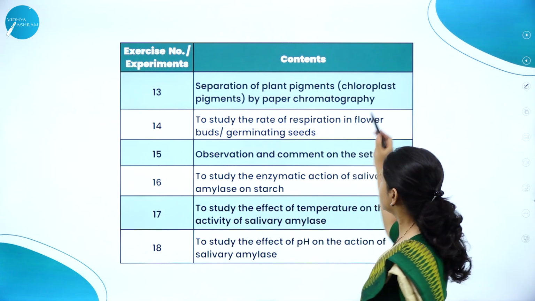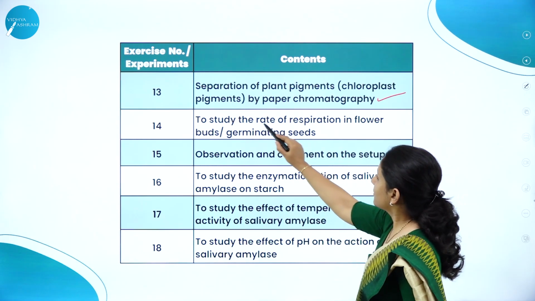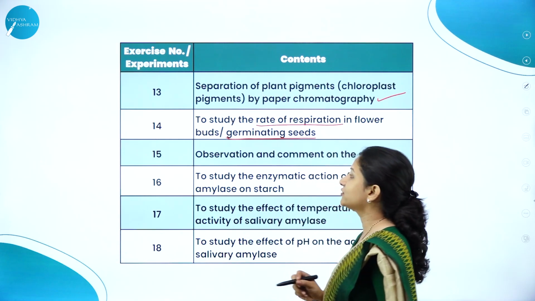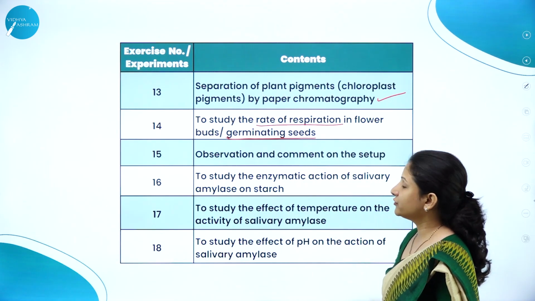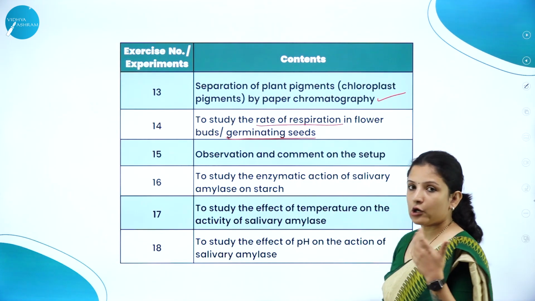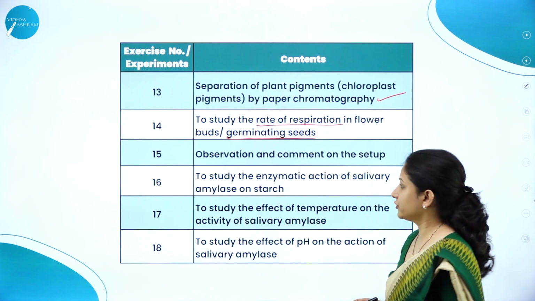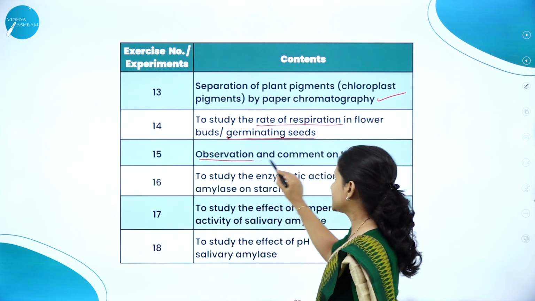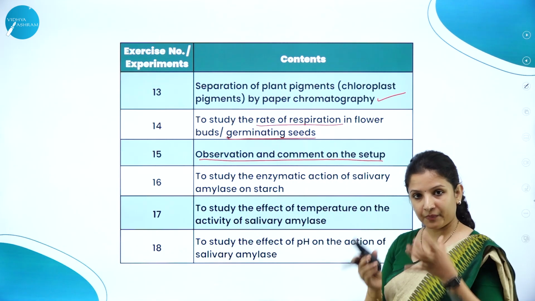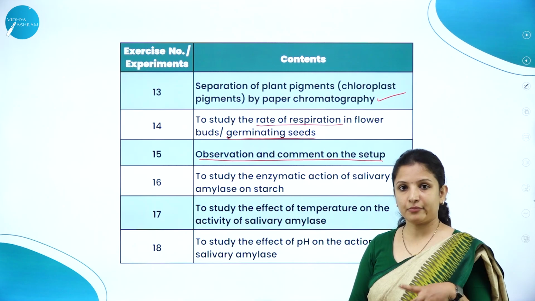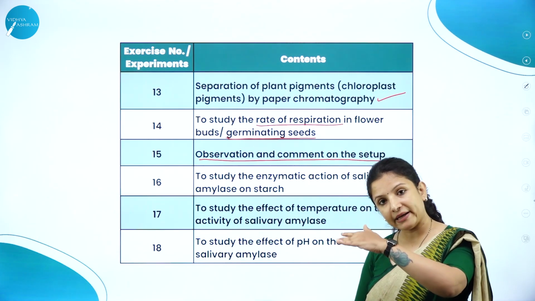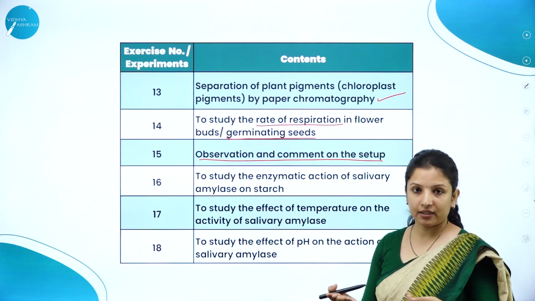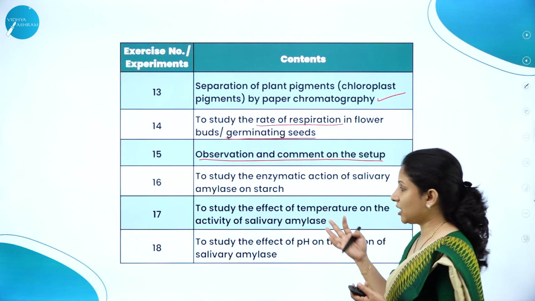That is experiment 13. Next is to study the rate of respiration in flower buds or germinating seeds. So germinating seeds or flower buds can be used, wherein using a respirometer we can see how much respiration the plant produces. So that is one of the experiments. Next, various setups will be prepared and kept, like photoperiodism, how the plant bends searching for the sunlight. All those setups will be done and kept. You have to identify it. So that is experiment number 15.